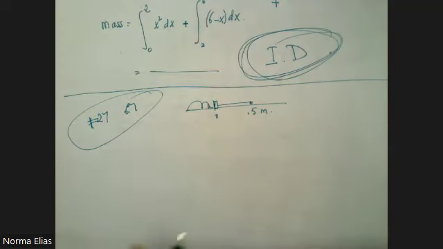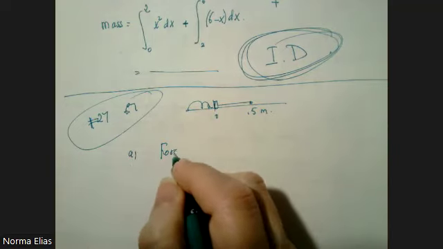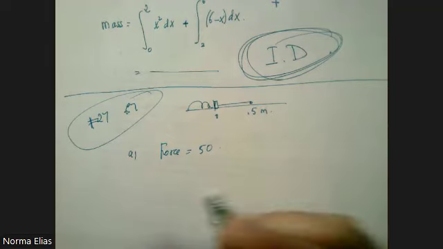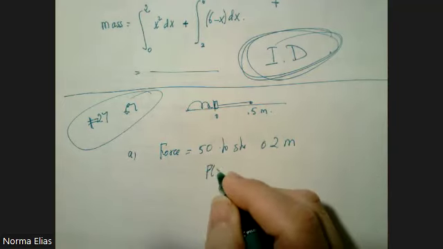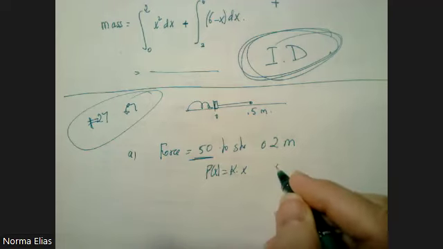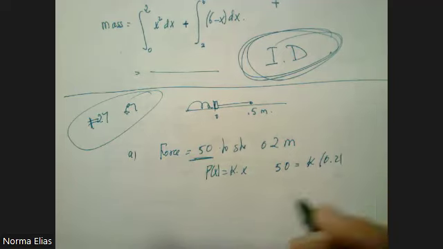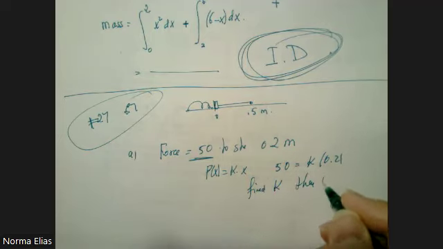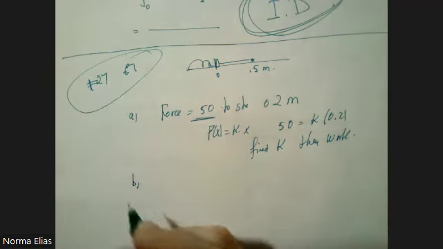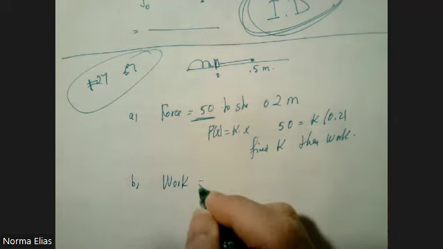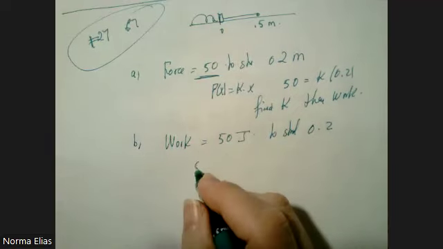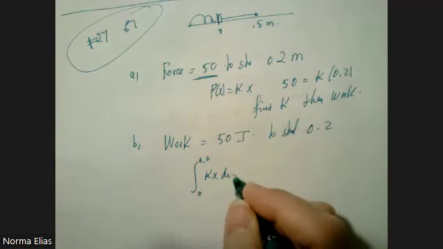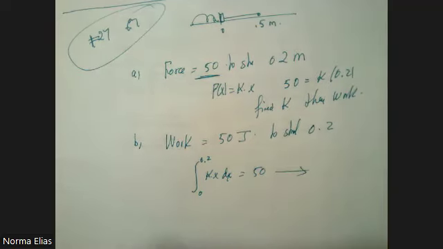Okay? So the first question, A, they gave us the force is 50. That's verbatim what I did a minute ago. In this case, the force 50 to stretch 0.2 meter. We know that the force is k times x. It means you set 50 equal k times 0.2. Find k, then work. In part B, they told us the work is 50 joules to stretch 0.2. In this case, you set the integral from 0 to 0.2 of kx dx equal to 50. So they're contrasting to make sure you understand the difference between giving you the force versus giving you the work.